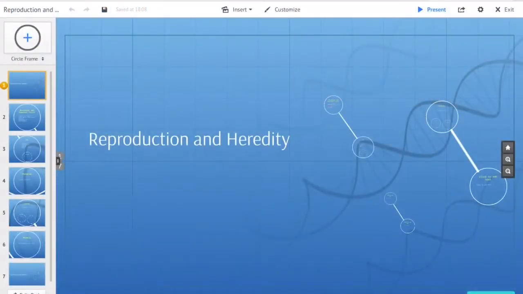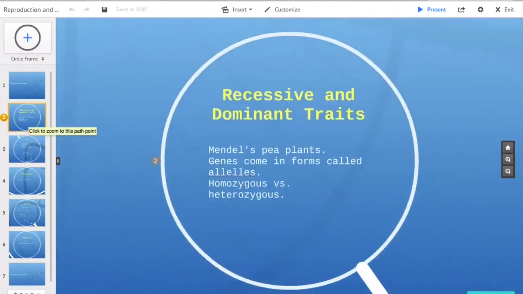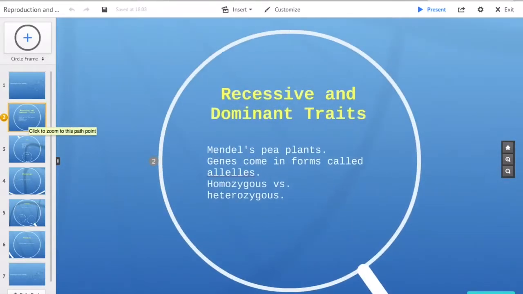All right, reproduction and heredity. Let's look at what we got to know. All right, recessive and dominant traits. This will be on the test almost for sure.